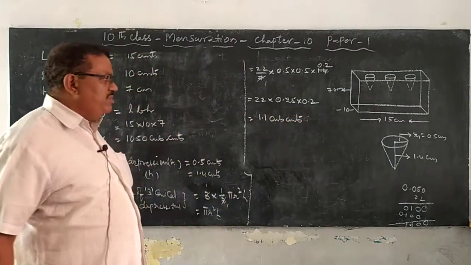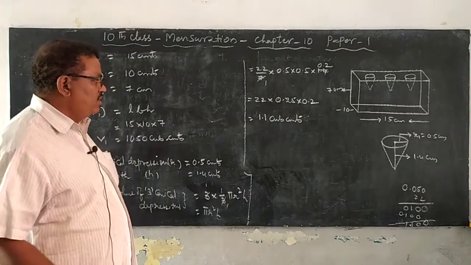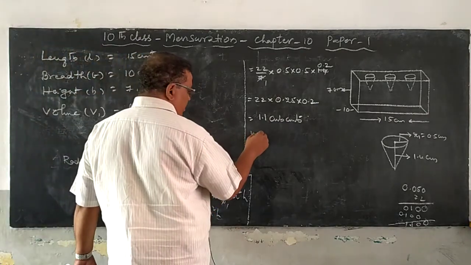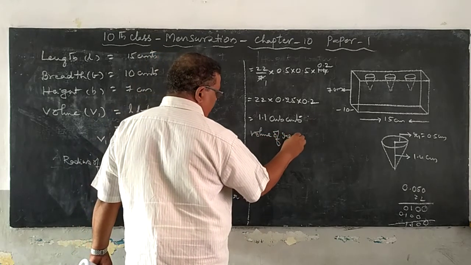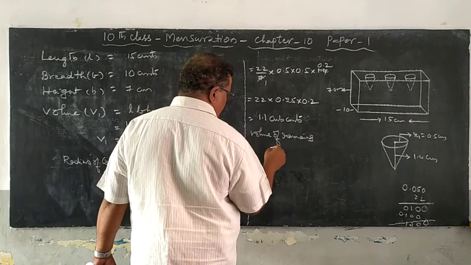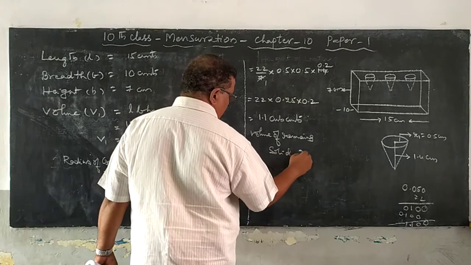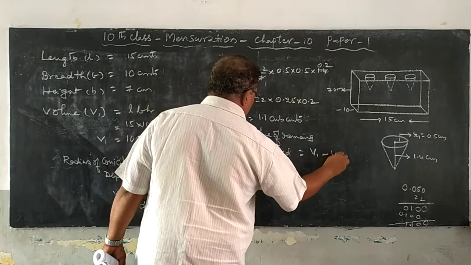This much cubic centimeters of volume is removed. So the volume of the remaining solid is equal to V1 minus V2.